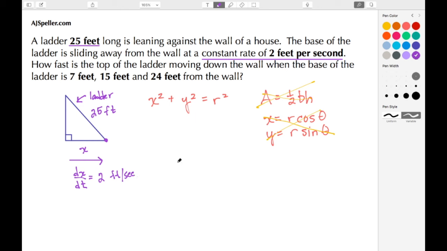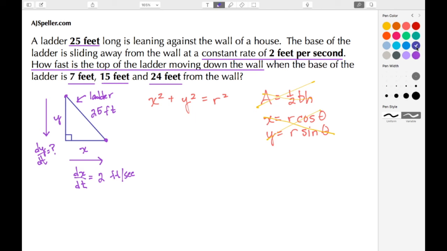per second. And what we're trying to figure out is how fast the top of the ladder is moving down the wall. So for the wall, we're going to label that y. We know this is the top of the ladder, and the ladder is moving in a downward motion, and this is what we're trying to figure out, dy/dt, or the change in y at particular snapshots in time. And we have a snapshot at 7 feet, 15 feet, and 24 feet.